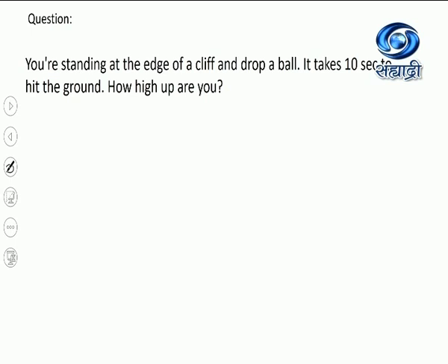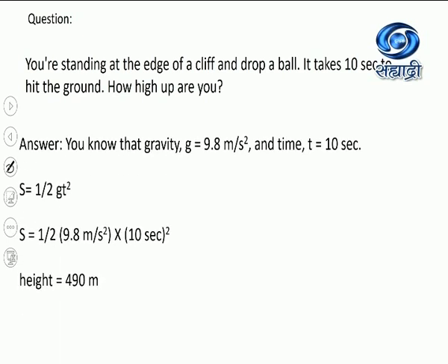So let us solve this numerical. Let us take this example. You are standing at the edge of a cliff and drop a ball. It takes 10 seconds to hit the ground. How high up are you? So what is given here? g is 9.8 meter per second square, and time t of 10 seconds is given. So we have to find out the height.